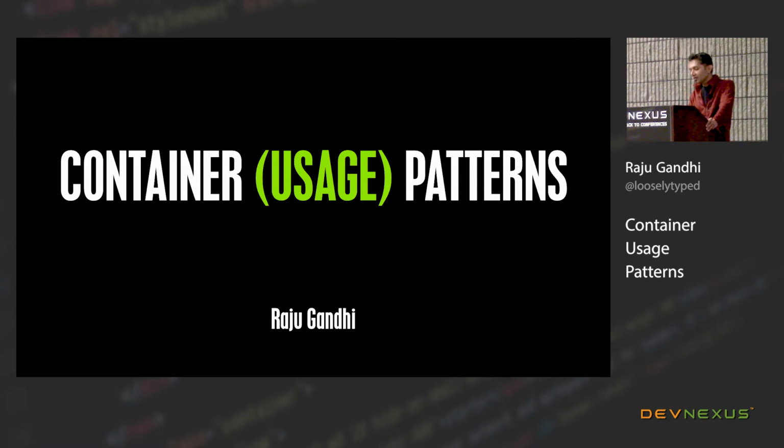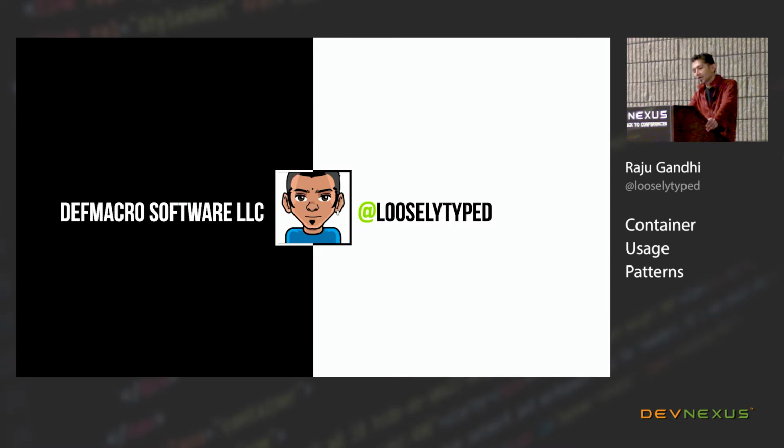Very quickly, my name is Raju. I'm based out of Columbus, Ohio. I'm an independent consultant. I spend a lot of time consulting around the DevOps space, and I spend a lot of time on design and architecture because not everything scales the way you want it to scale. It's not DevOps enabled. I'm at Loosely Typed on Twitter. I'm a regular speaker here at Devnexus. I've been nice enough to be invited, so that's kind of cool.